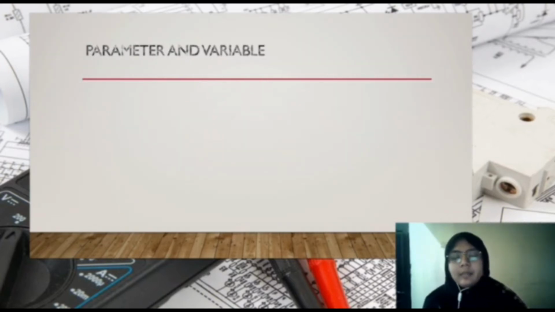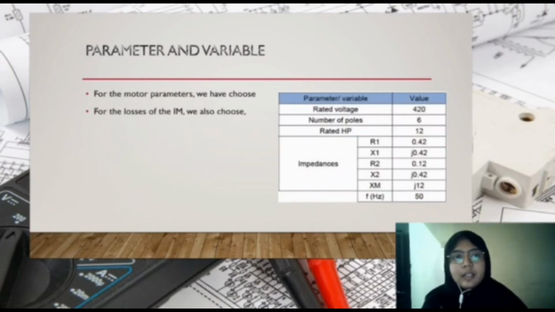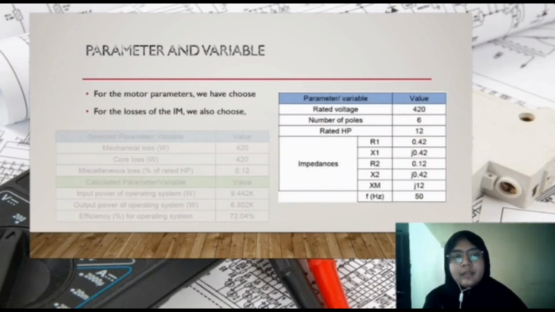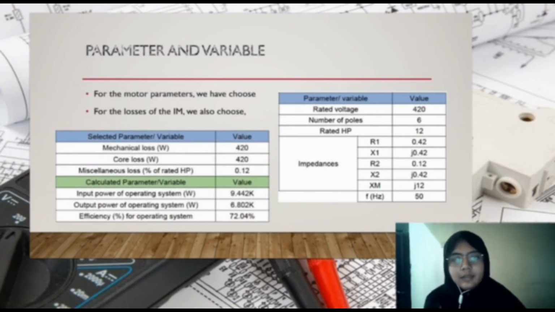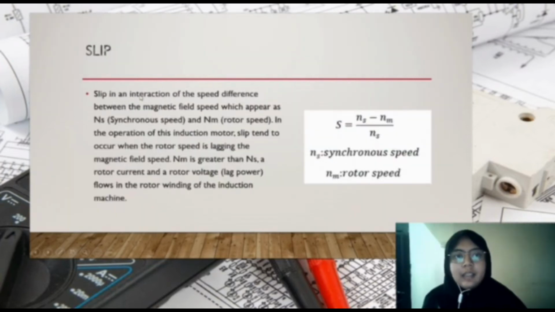Parameter and variable. This is the parameter that we choose. For the losses of the induction motor, we also choose the value. This is the value, as you can see, that we choose. Slip is the speed difference between the magnetic field speed, which is NS, the synchronous speed, and NF, which is the rotor speed.